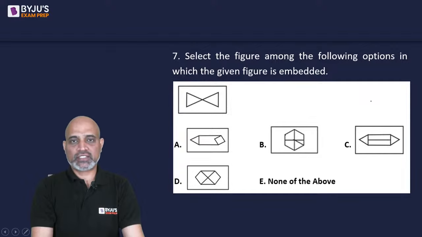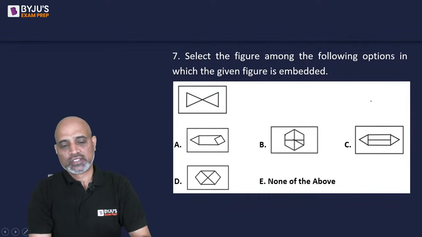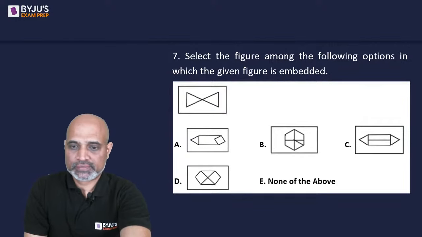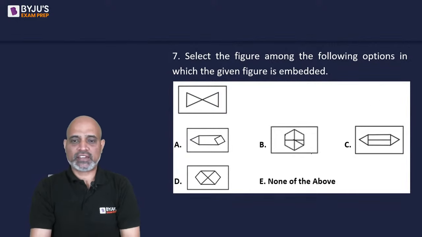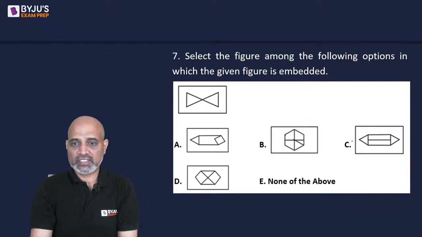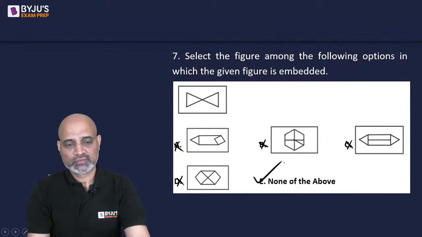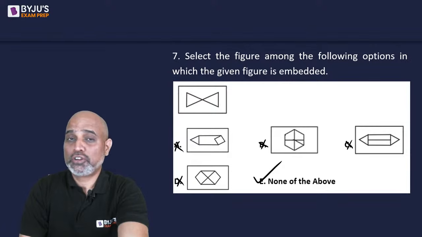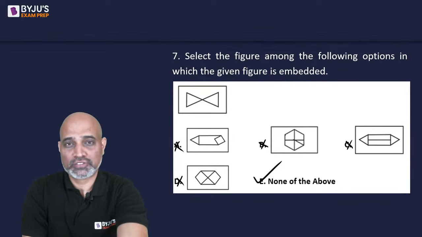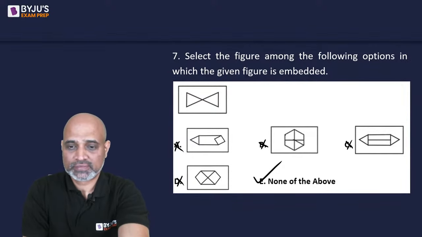Where do you find this? The two triangles such that they have a common vertex. Where do you find it? कहीं भी नहीं है, right? It's not in C, it's not in B, it's not in A, it's not in D. So none of the above. Finally, after solving so many questions, एक का आंसर none of the above आया, है ना?